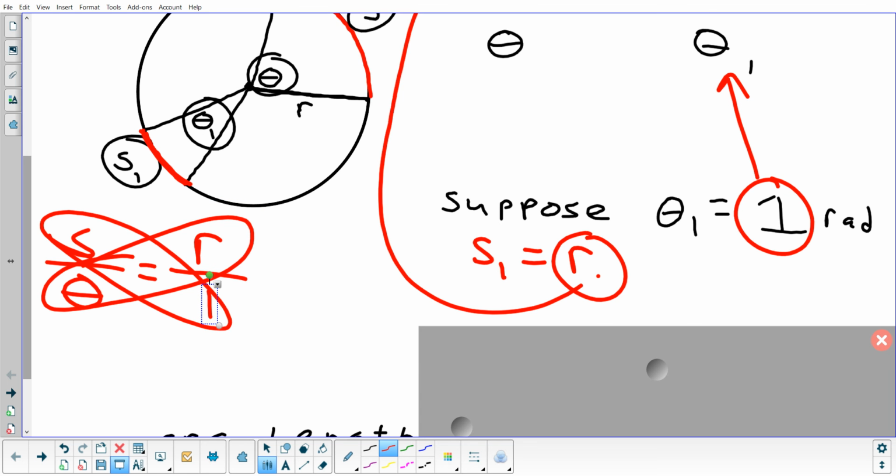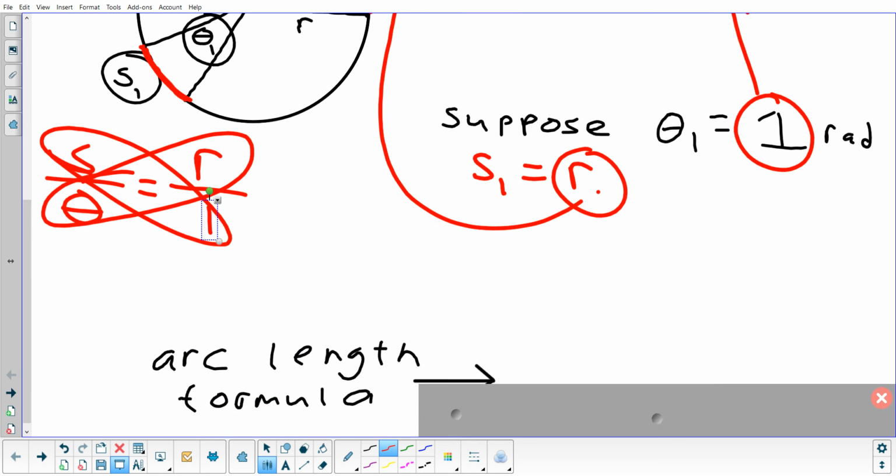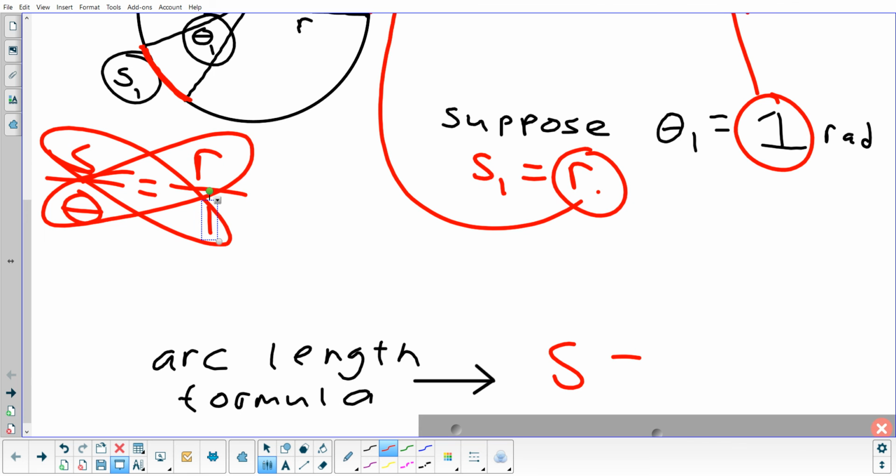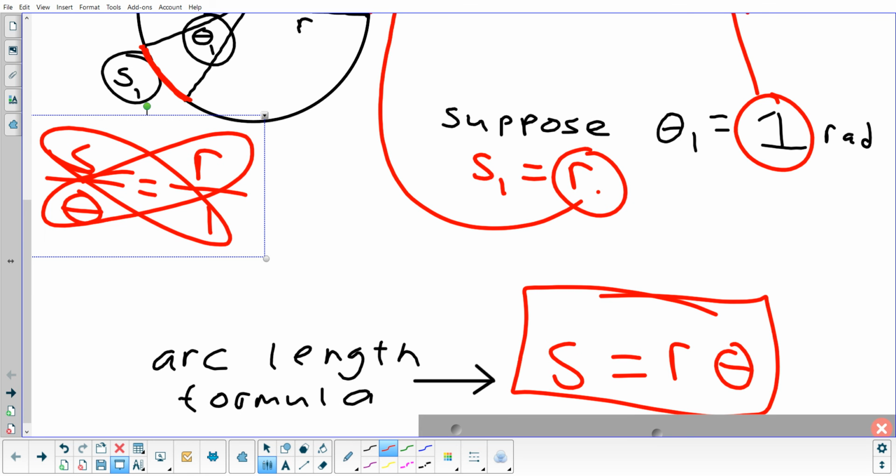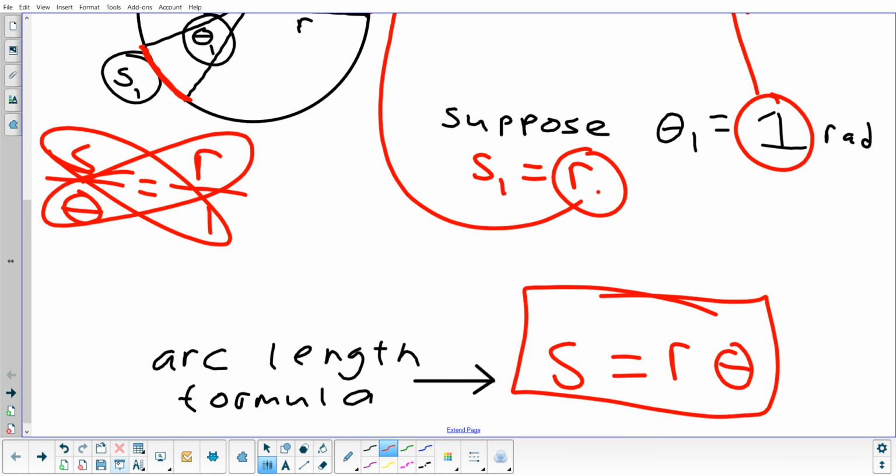So S times 1 gives me S, and R times theta is just R times theta. So that's the arc length formula. Now that we have that formula, we don't have to go back through and figure it out every time based on a proportion. You could, but it's a lot easier to just stick with that formula and use that.